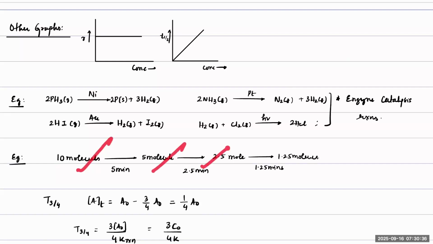Next: 10, 5, 2.5, 1.25. So these are respective change in concentration of the reactant. Based on the data, what we can see initially from 10 to 5, 5 minutes is required, then 5 to 2.5, only 2.5 is required. 2.5 to 1.25, 1.25 is required. So this data suggests it is very much mapping with zero order kinetics.